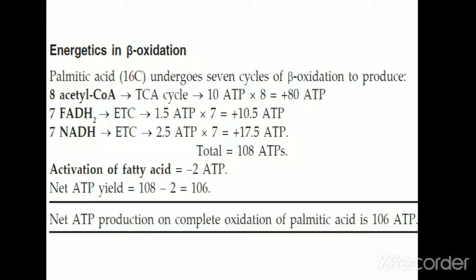Acetyl-CoA is a 2 carbon compound, and each acetyl-CoA enters into the TCA cycle. In TCA cycle, each acetyl-CoA produces 10 ATP. So 8 acetyl-CoA produces 80 ATP. So in total, this beta oxidation produces ATP, but the initial activation reaction requires 2 ATP. So the net ATP yield in beta oxidation of palmitic acid is 106 ATP. That is the total energetics in beta oxidation of palmitic acid.